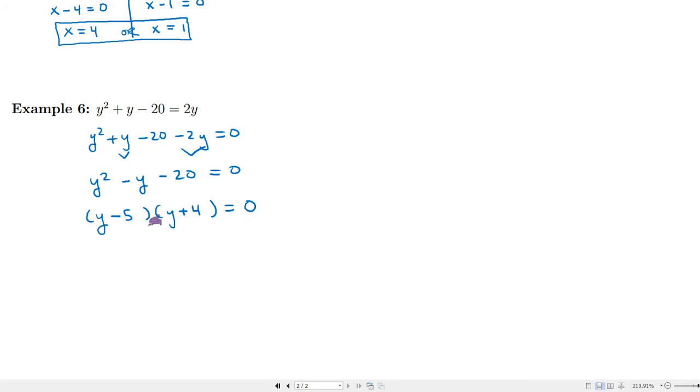Now we can use the property of 0. We have the factors multiplied equals 0, which means either y − 5 is 0, or y + 4 is 0. Adding this over, we have y = 5, or y, subtracting the 4 over, is −4.